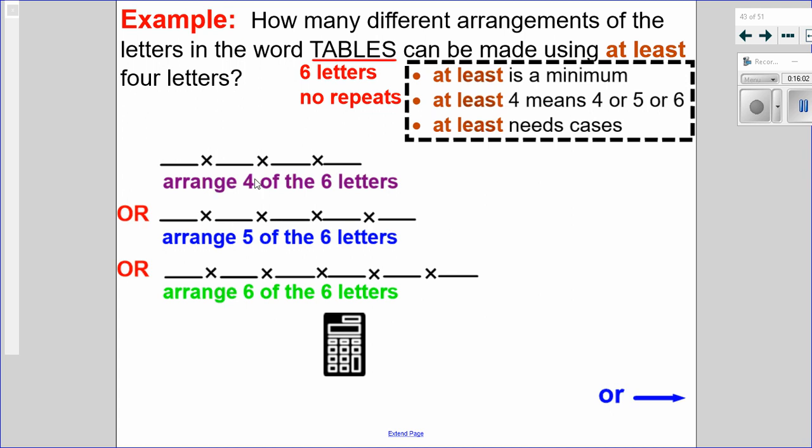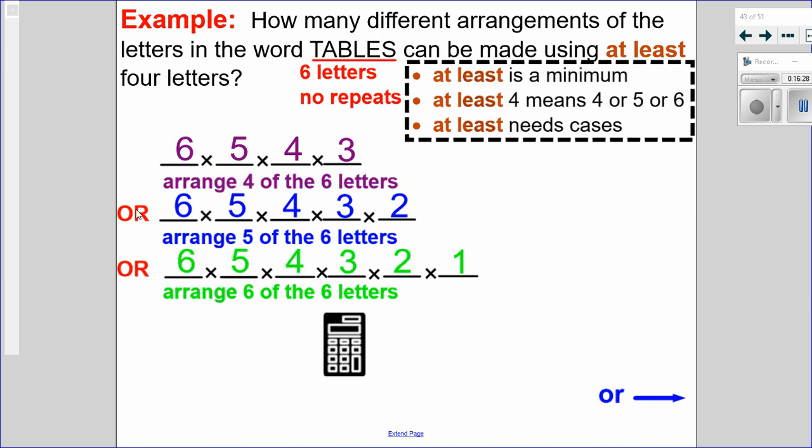So here's my cases. 4 letters, 5 letters, or 6 letters. Those are all my cases. So if I want to arrange 4 of the 6 letters, I have 6 choices, and then 5, and then 4, and then 3. If I want to arrange 5 of the letters, that's just 6, 5, 4, 3, 2. If I want to arrange all 6 of the letters, that's 6, 5, 4, 3, 2, 1.